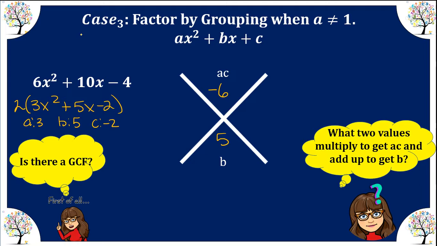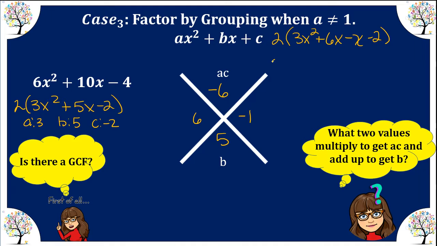The factors of 6 are 1 and 6, and 2 and 3. So one factor needs to be negative to give us a negative 6. So if we use 6 and negative 1, 6 times negative 1 gives me negative 6, and it adds to give me 5. So let's rewrite. So we have 2 as our GCF, 3x squared. We're going to rewrite 5x into 6x minus x minus 2.